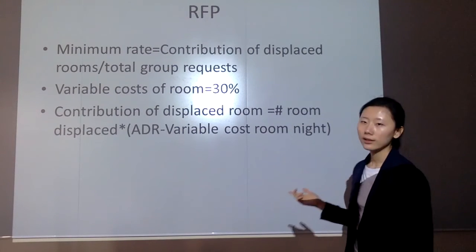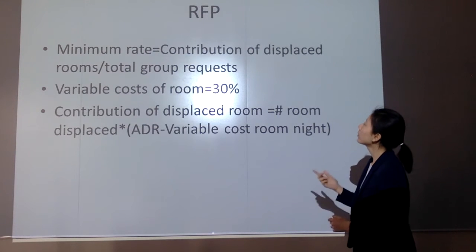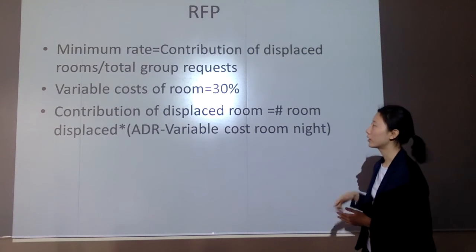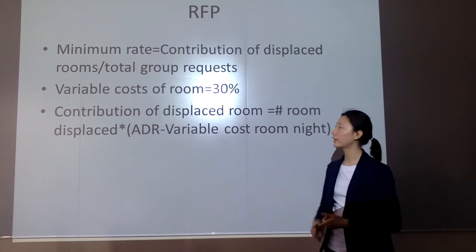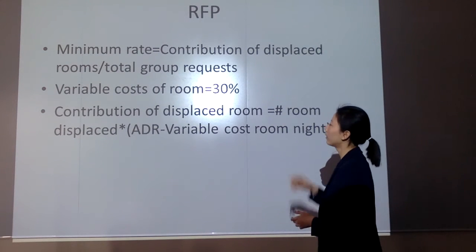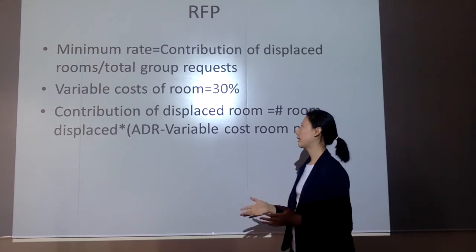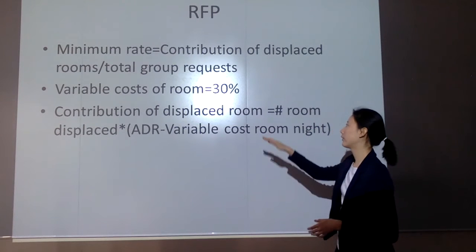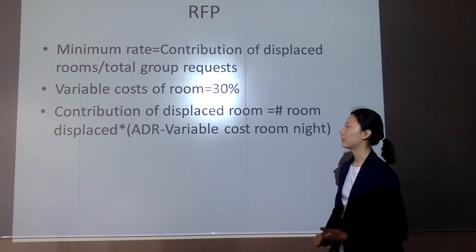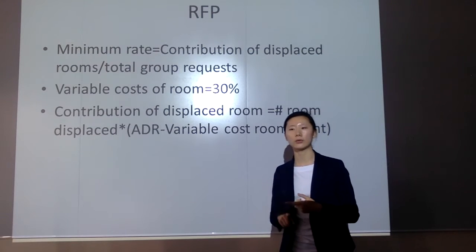So how did we calculate the request for proposal, the minimum rate? With the formula: contribution of displaced room plus the contribution of the ancillary. And we found out that the variable cost per room is 30% of the total room revenue. So the contribution of the displaced room will be equal to the number of rooms displaced times the ADR minus the 30% of this ADR. And we came out to have 110 in the first group request and 118 in the second.